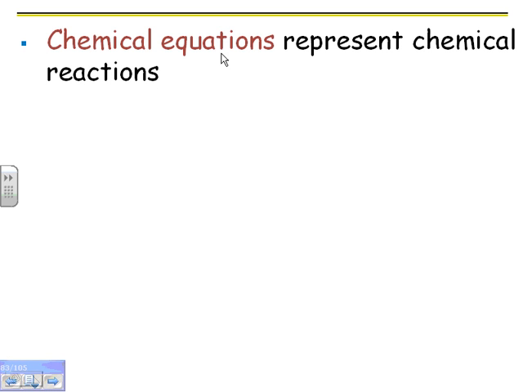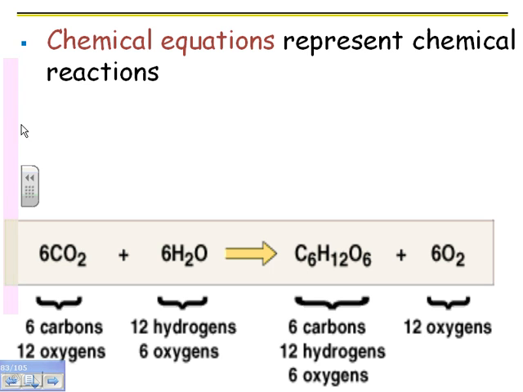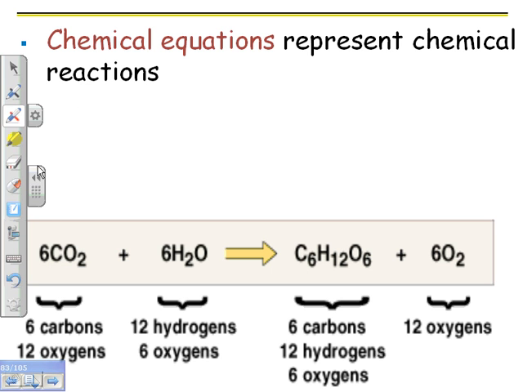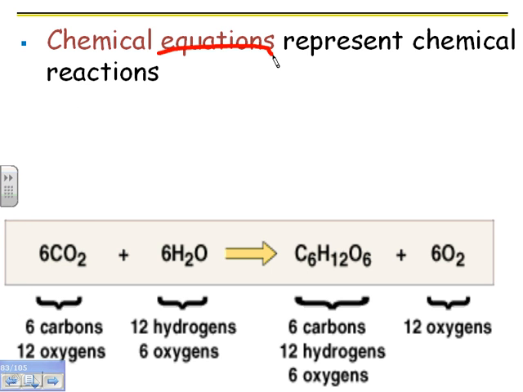Chemical equations represent chemical reactions. So here's a chemical equation. You're making glucose, and you probably know that you can't actually make glucose from things that you breathe in and things that you drink in, but plants do, and so do cyanobacteria, and so do certain protists. So this process is photosynthesis.